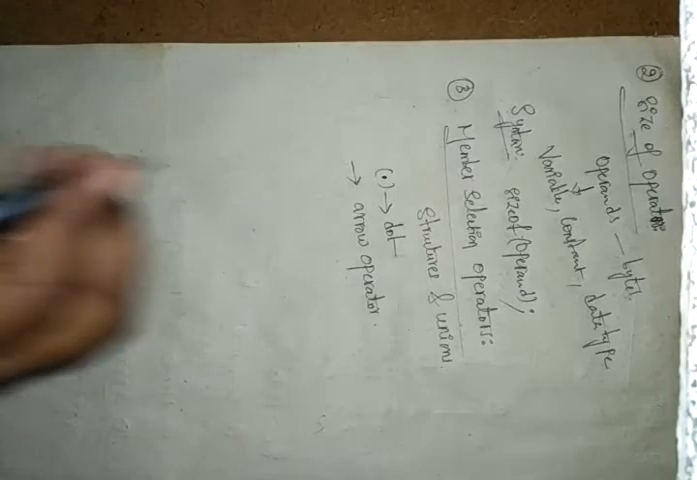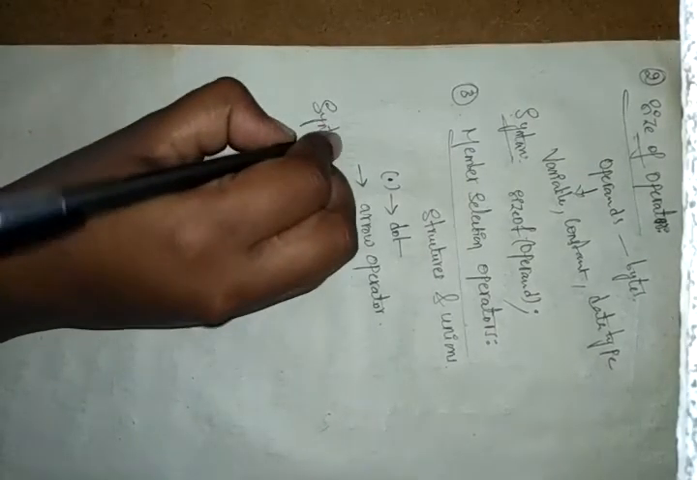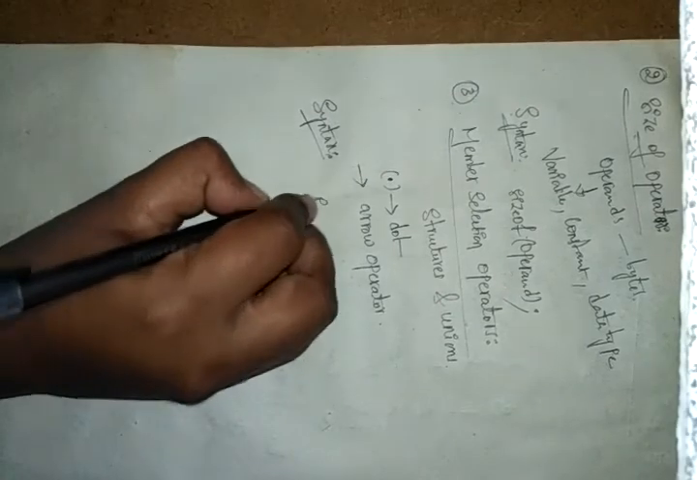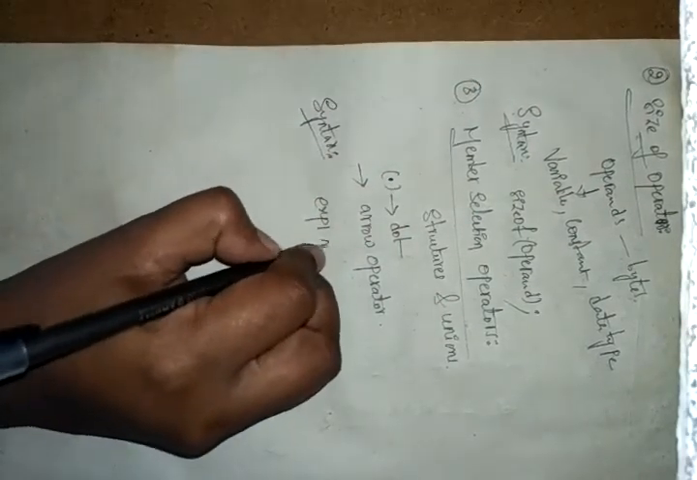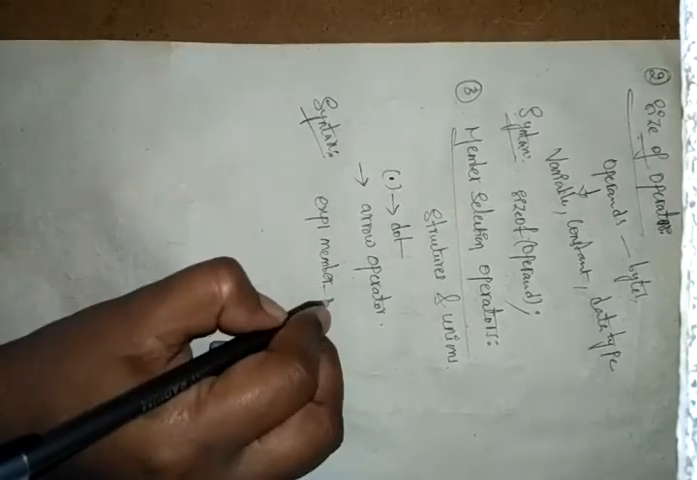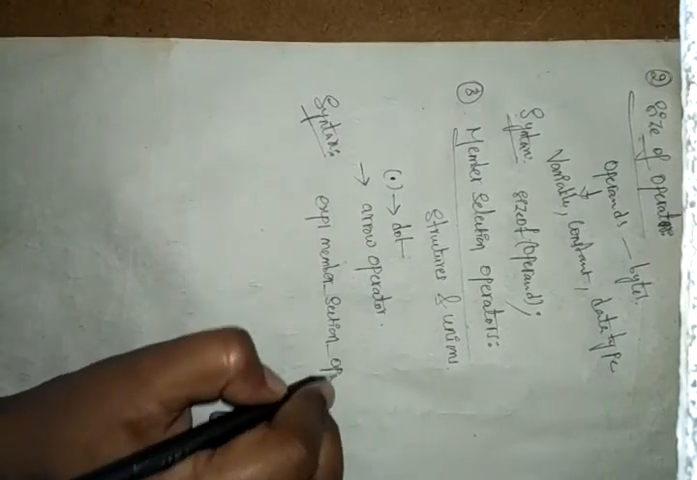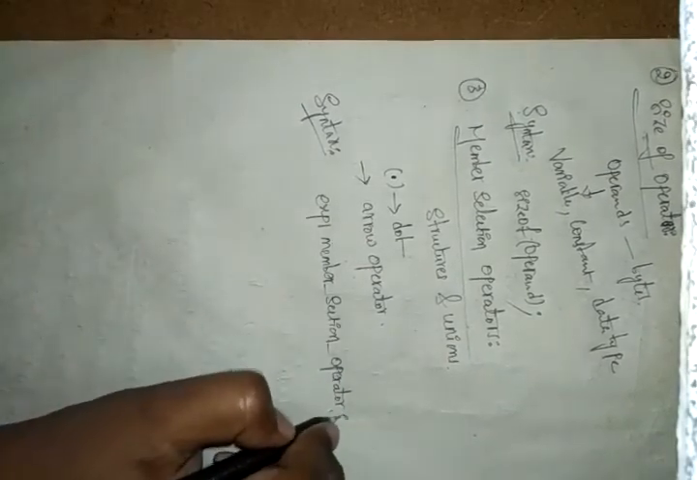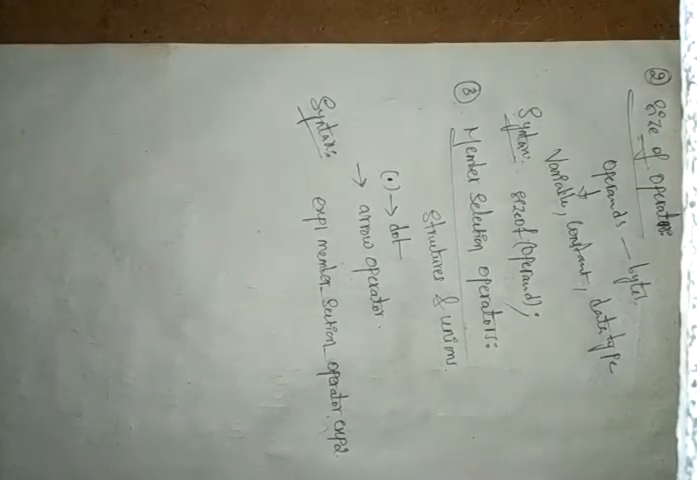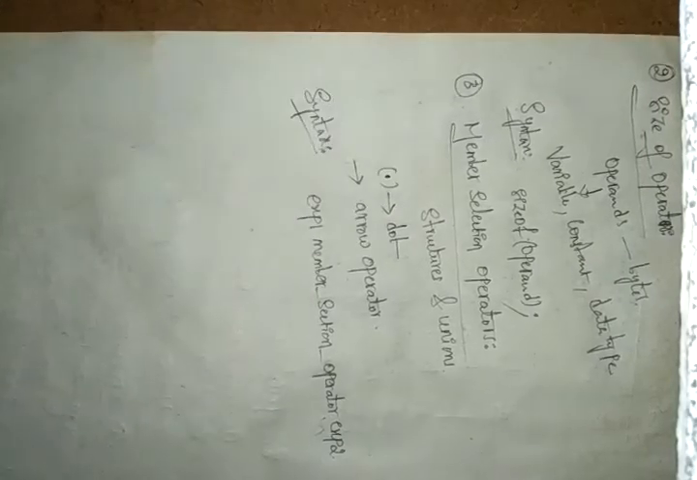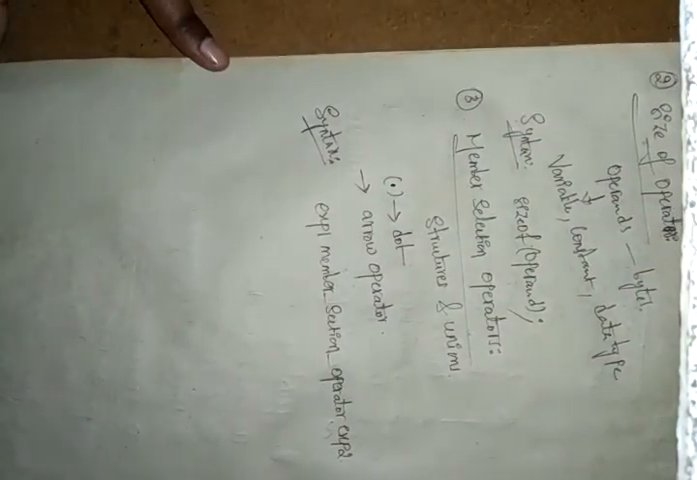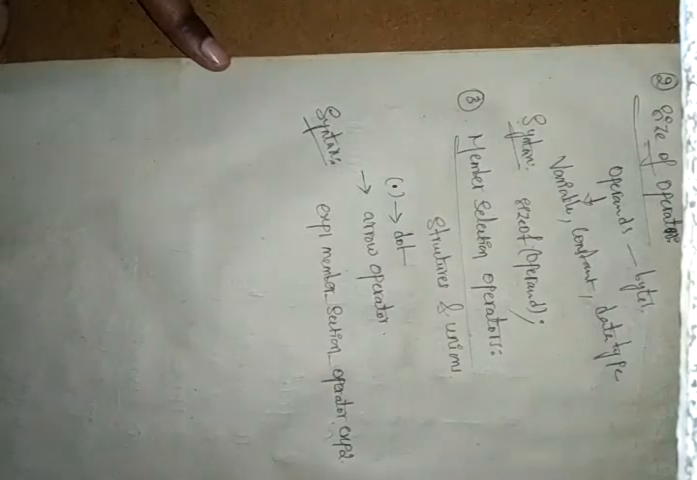So let's see the syntax for the member selection operator. Syntax: expression 1, member selection operator, expression 2. These are our operators. How many types of operators do we have in total? We have 8 types of operators.